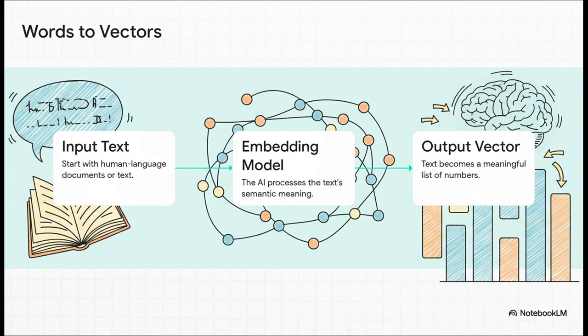So let's just trace how this works. It's actually a beautifully simple process. You take your text, you feed it through the embedding model, and boom, out the other side comes that meaningful numerical vector, all ready to be stored and searched in our AI's long-term memory.